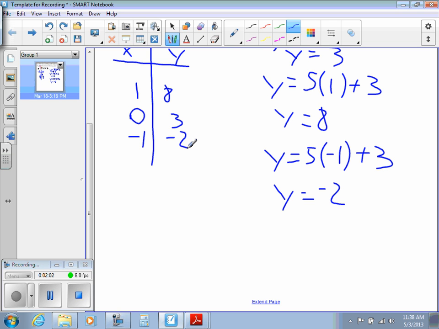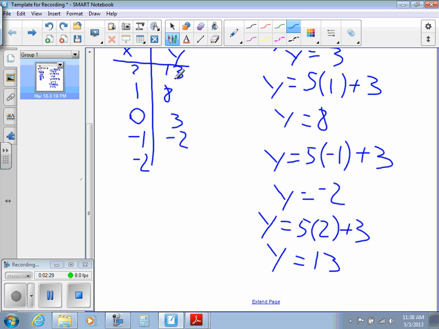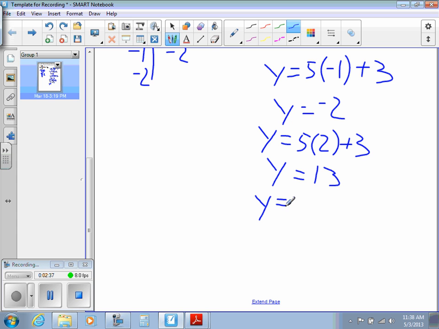Okay, let's try a couple more. Let's try 2 and negative 2. So we'll plug in 2. y equals 5 times 2 plus 3. Well, that means y equals 10 plus 3, which is 13. Okay, so we'll try our negative 2. y equals 5 times negative 2 plus 3. Well, this gives us y equals negative 10 plus 3, which is y equals negative 7. So we've got a negative 7 here. So let's take a look at what we have.